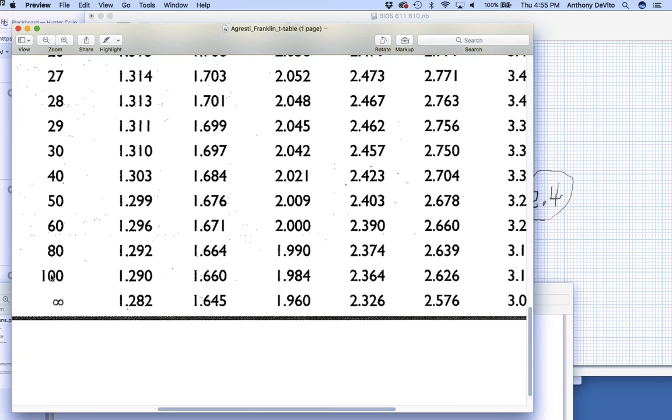Okay, but for a sample size of 100, 99, they don't have 99, so I'm just going to use 100. It's not 1.96, it's 1.98. So our critical value of t is 1.98. Our two means have to be 1.98 standard errors apart. That's what t-scores basically is: standard errors apart for us to reject the null hypothesis with less than 5% chance of being wrong.